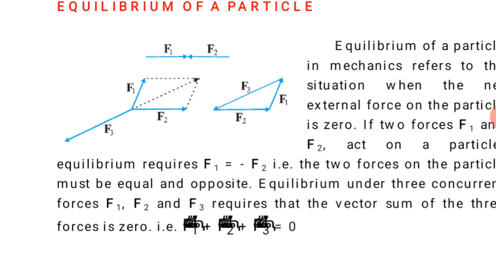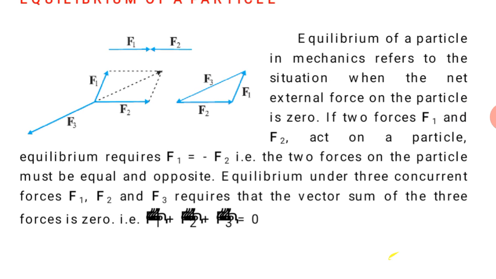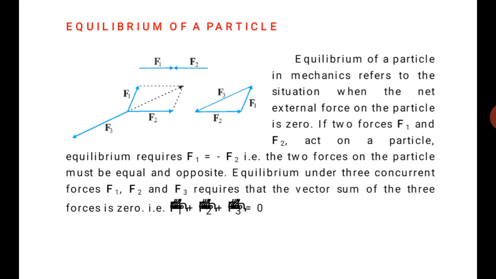Okay, so now we can say equilibrium under the concurrent forces. Concurrent means their starting point is the same, concurrent or co-initial vectors, like that. So now the diagonal gives the sum of vector F1 and F2.